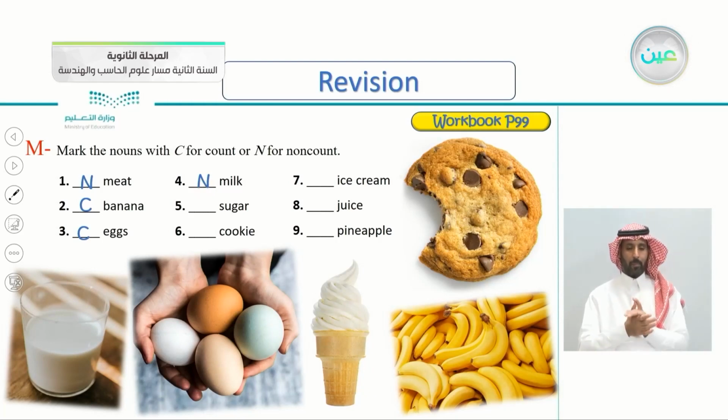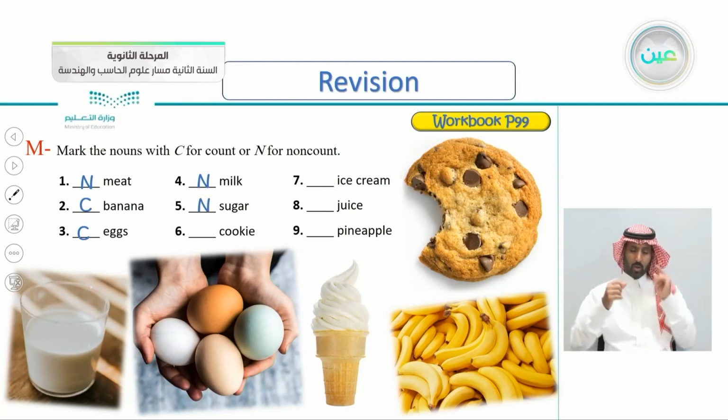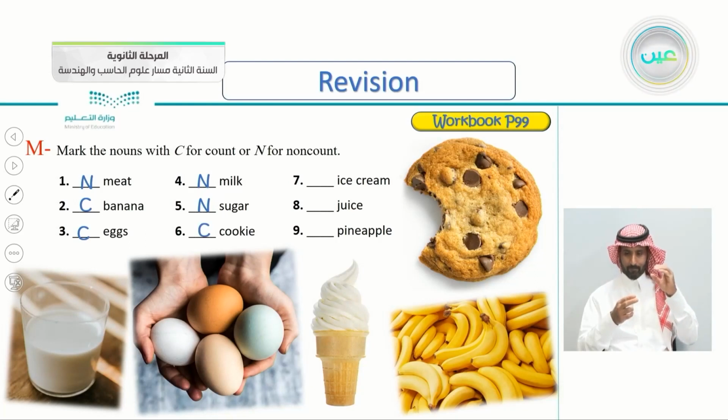What about sugar? Do we say one sugar, two sugars? No, of course. You can maybe say one cube of sugar, two cubes, and so on, or one spoon, but you can't count the sugar itself. What about cookie? So number six is C. C is for count, not cookie. You can count them. One cookie, two cookies, and so on.